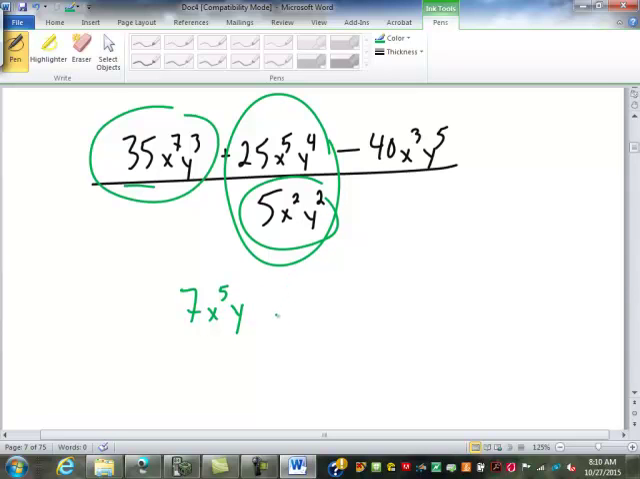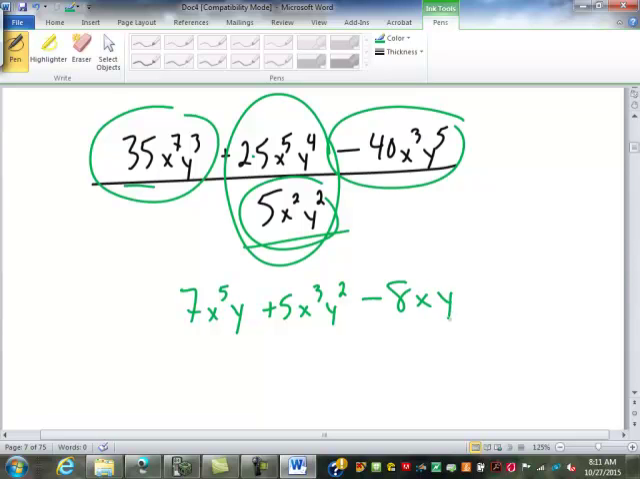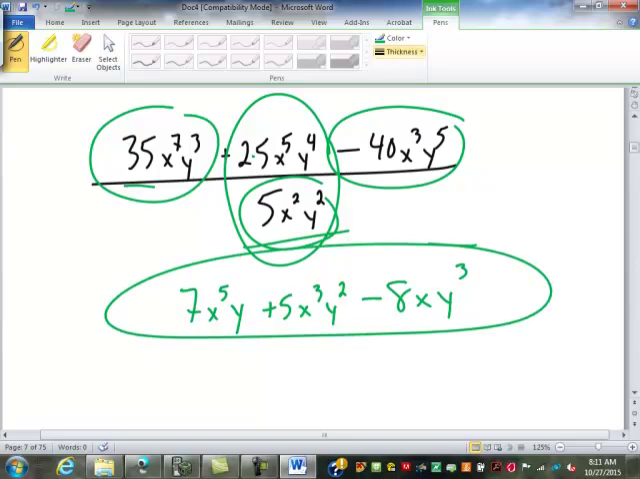25x to the 5th, y to the 4th divided by 5, x squared, y squared. Positive 5, x to the 3rd, y to the 2nd. 25 divided by 5 is 5. X to the 5th divided by x squared. 5 minus 2 is 3. Y to the 4th divided by y squared. 4 minus 2 is 2. Now negative 40x to the 3rd, y to the 5th divided by 5, x squared, y squared. Negative 8. X. 3 minus 2 is 1, so just x. Y to the 3rd. 5 minus 2 is 3. Very good. I think we've got it.